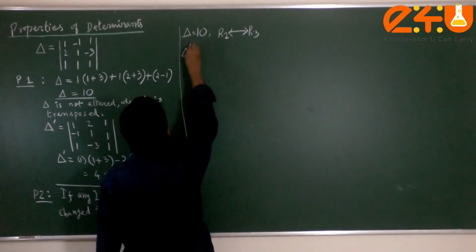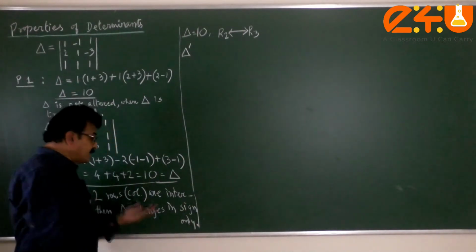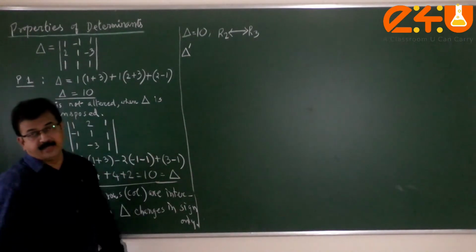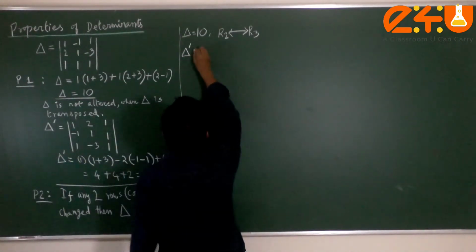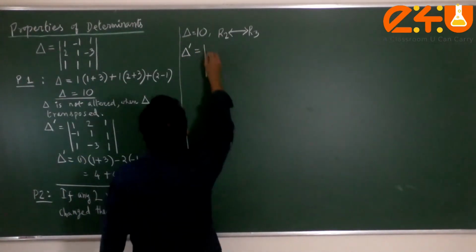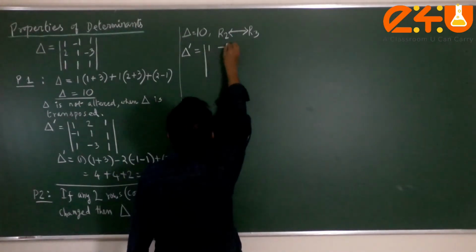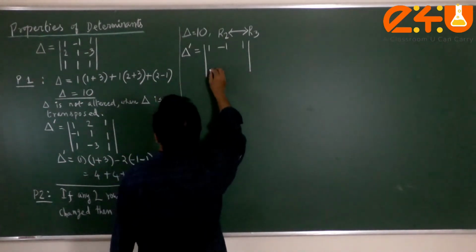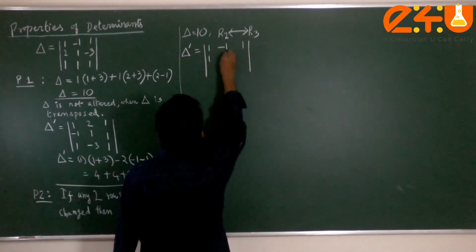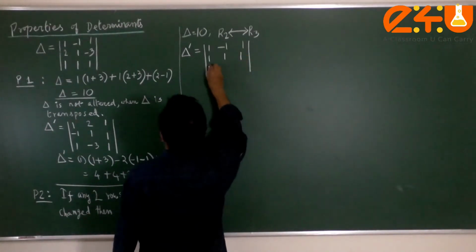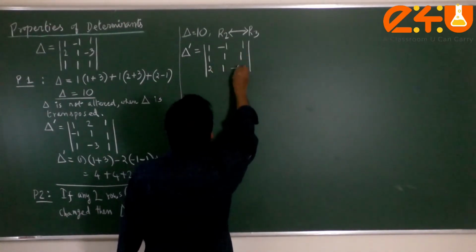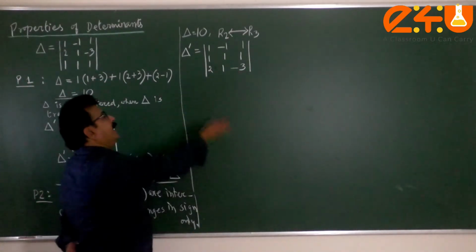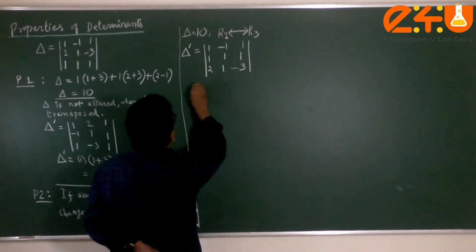So now delta dash. The property says it changes in sign, so I cannot call it by the same name delta. Row 1 has not changed. Row 2 has gone to row 3. Row 3 has come to position of row 2. So 2, 1 and minus 3 is in row 3. 1, 1, 1 comes to row 2. Let us expand, find the value once again.